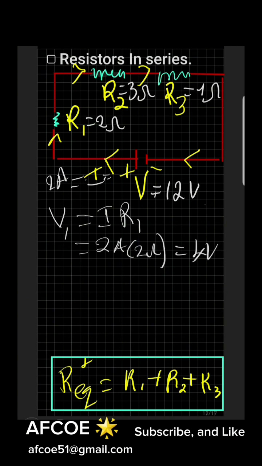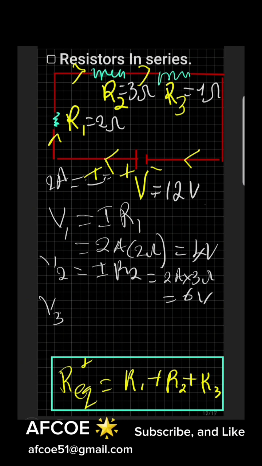2 times 2 is 4. And V2, the voltage across R2, will be equal to I R2, and in this case it will be simply what? 2 ampere times 3 ohms, which gives 6 volts, right? And if you take now the voltage drop across the third resistor, V3 will be equal to I R3, which will simply be 2 ampere multiplied by 1 ohm, which gives us 2 volts.